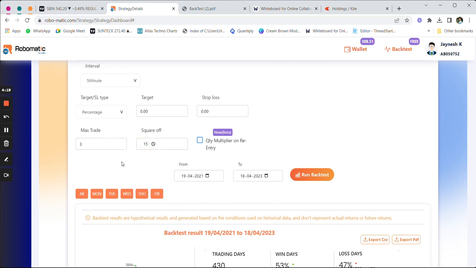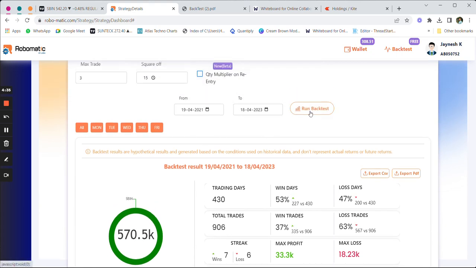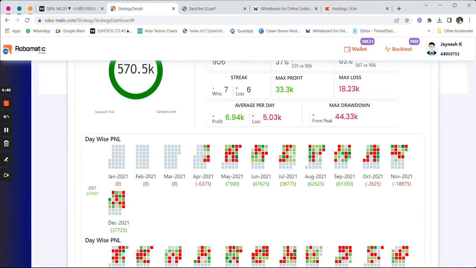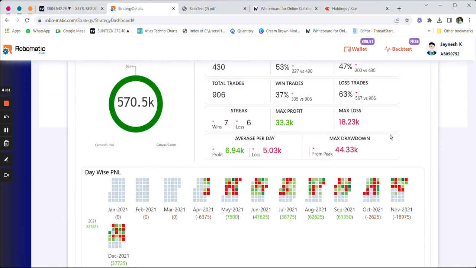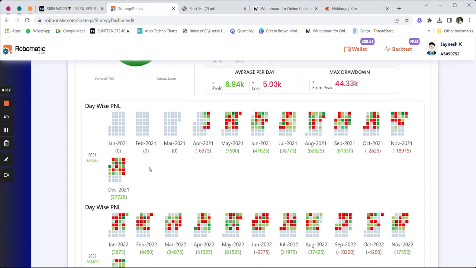So 3:15 is the square off time, and we are going to backtest from 19th of April 2021 to 18th of April 2023. So we are going to do a 2-year backtest here. As you can see, I have already run the backtest, and the total capital required for this strategy is 2 lakh rupees. Even if you assume 2.5 lakh rupees as the total capital required, the maximum drawdown in this strategy is only 44,000 rupees, while every year it has given me a return of more than 100%.